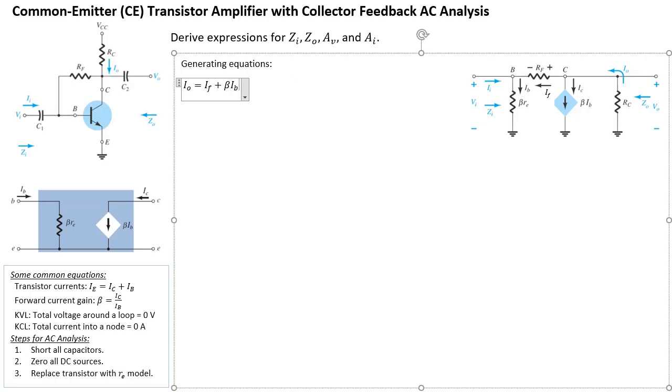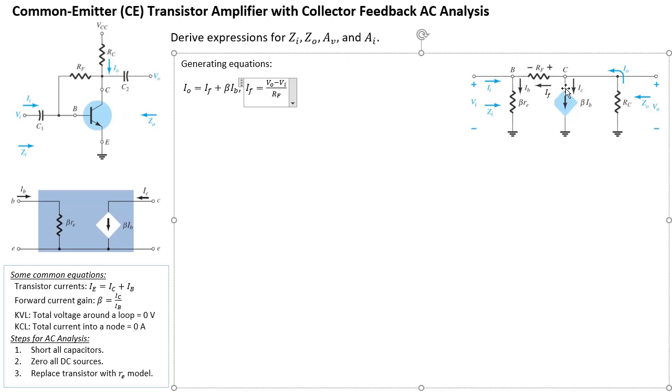Now additionally, if you look at IF and you look at RF, you'll notice the right side of RF is actually VO, and the left side of RF is actually VI. So another expression you can write is to relate what IF is. IF is, I equals V over R, where the V here is VO minus VI, the voltage across RF, divided by R, which is RF. All right, so that's another equation. IF is equal to that.